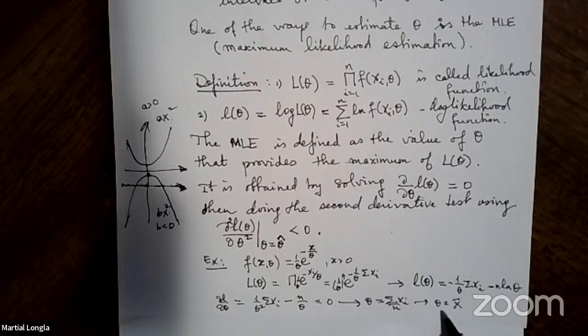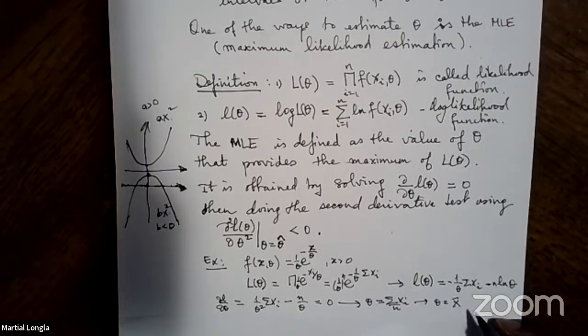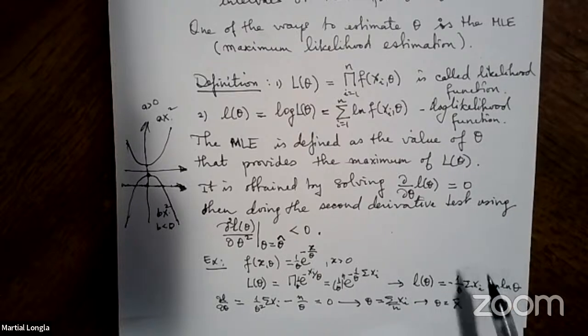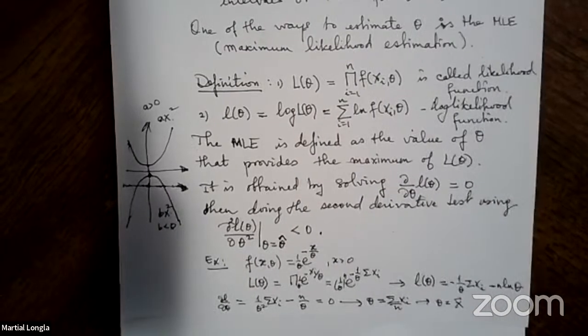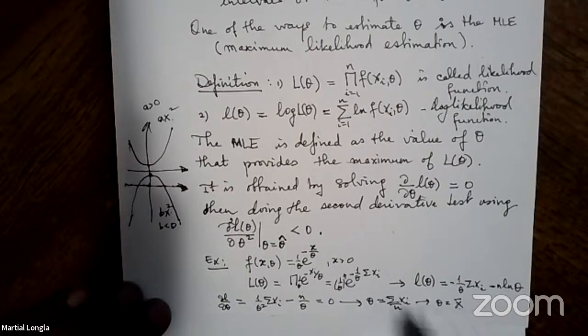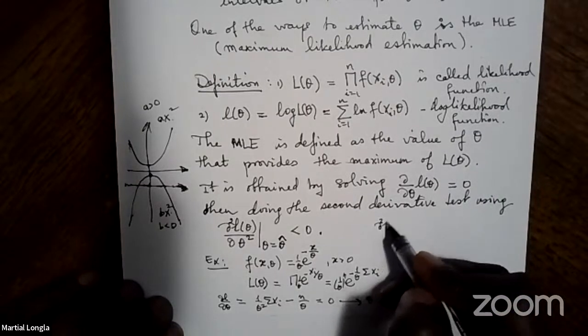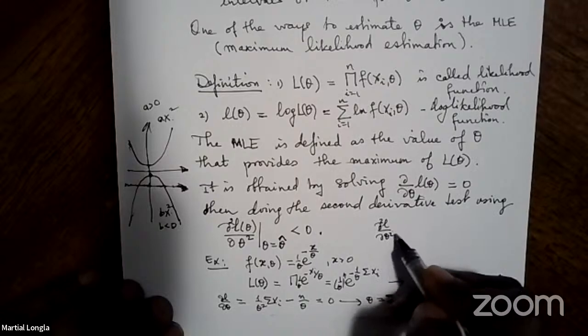And so we got that in this case, the possible value that gives the maximum is theta equal x bar. To confirm that it is the one that gives the maximum, now we need to do the second derivative test. So we need to take the derivative of this now, and then plug in what we just found here. If it's negative, then we conclude that we have it. So let me put that down up here. Second derivative test, d2L over d theta squared.